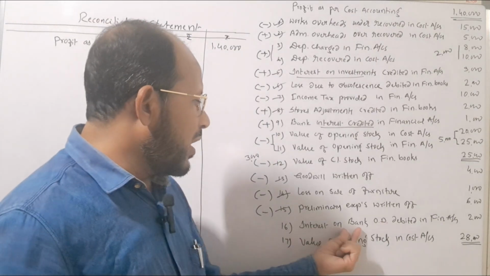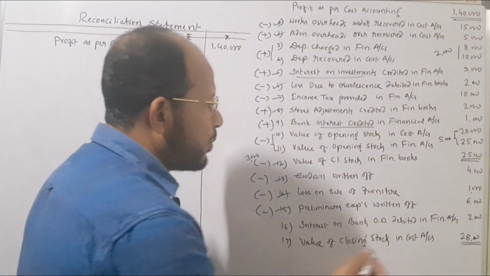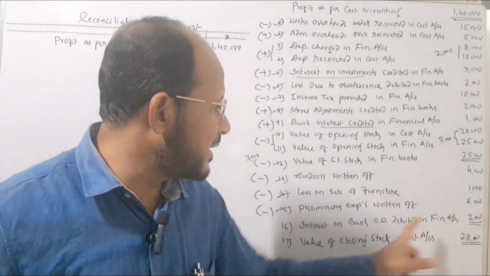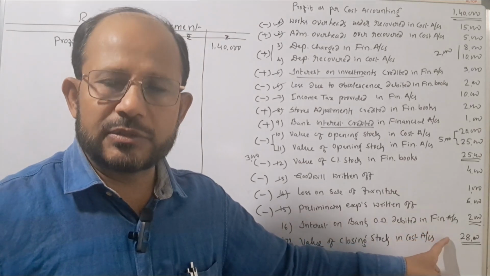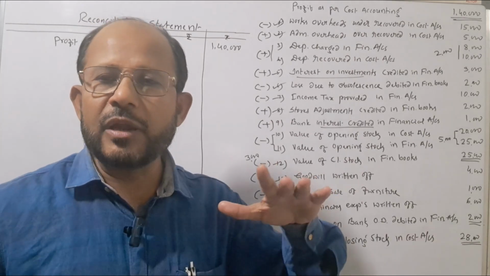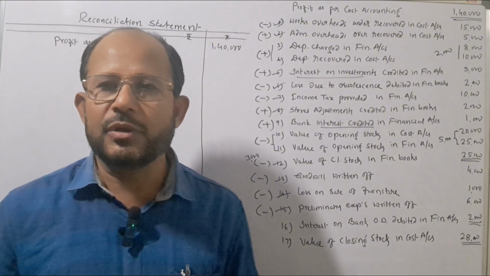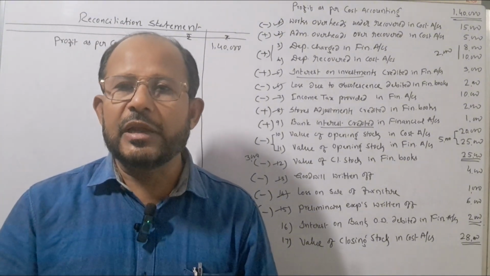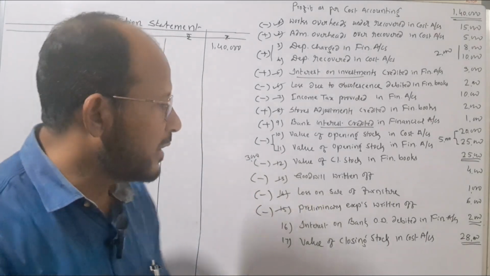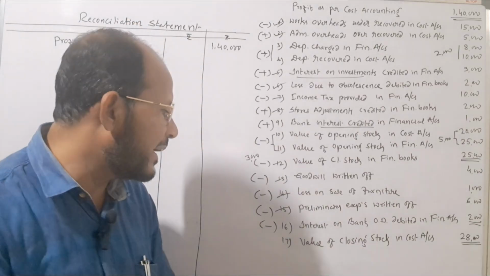Next one is interest on bank overdraft. Rupees how much? Rupees 2,000. Here rupees 2,000 is debited in financial accounts. If rupees 2,000 is debited in financial accounts, profit will decrease in financial accounts. But this rupees 2,000 is not shown in costing records. That is why cost accounting is showing more profit than the actual. In order to reconcile, even this item is to be deducted.